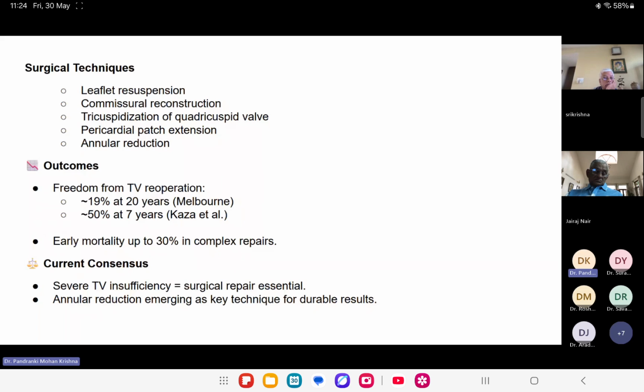Coming to outcomes, freedom from truncal valve reoperation is 19% at 20 years and 50% at 7 years in different studies. Early mortality is up to 30% in complex repairs. Current consensus: with severe truncal valve insufficiency, surgical repair is essential, and annular reduction is emerging as a key technique for durable results.